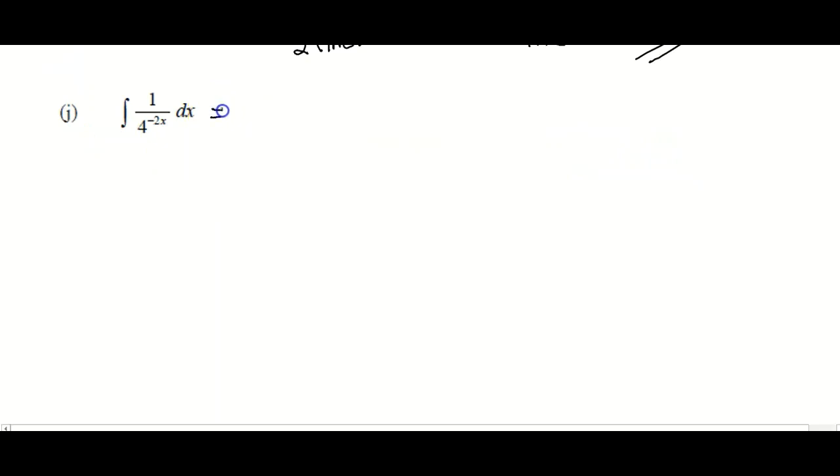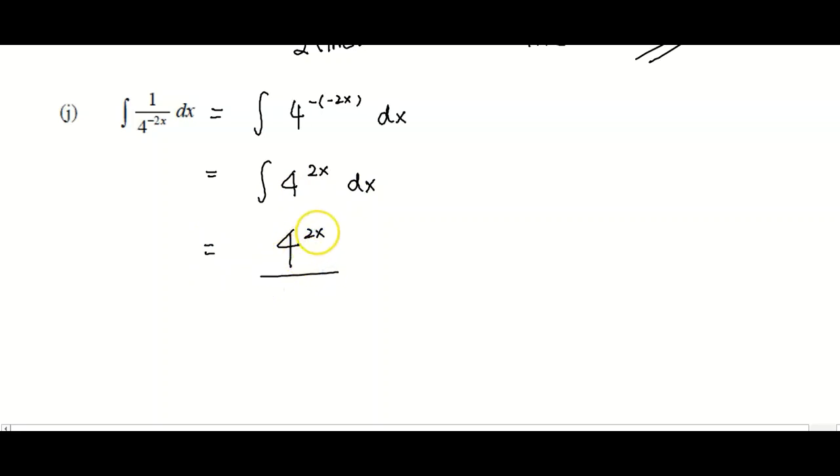To integrate this function, first we rewrite the question into this form, 4 power of negative 2x dx. Bring up the power, you will multiply the power by negative, and then we would like to simplify it. We have a 4 power of 2x. To integrate this function, copy down the exponential function, and divide by the 2, because when we differentiate the power, we got 2, we divide by 2, and divide also by the log 4. This is based on the formula that we have discussed just now. Then plus a constant c.